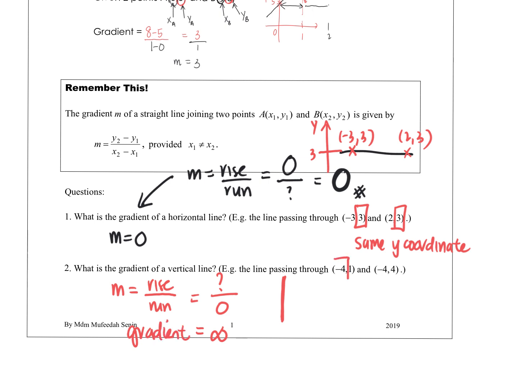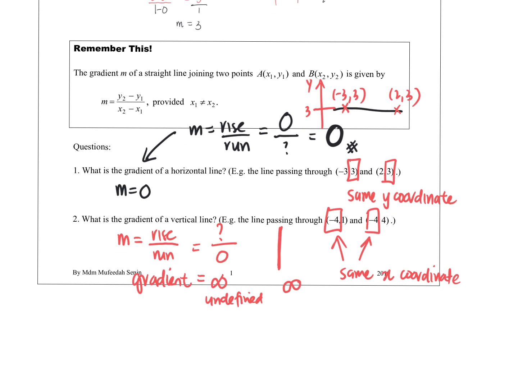You will see that the x coordinate is the same. Yes, you are right, undefined. It's like an 8 falling down. Or you can draw it or you can spell it. See which one you like. Okay, so the gradient of a horizontal line is 0, and a vertical line is undefined.